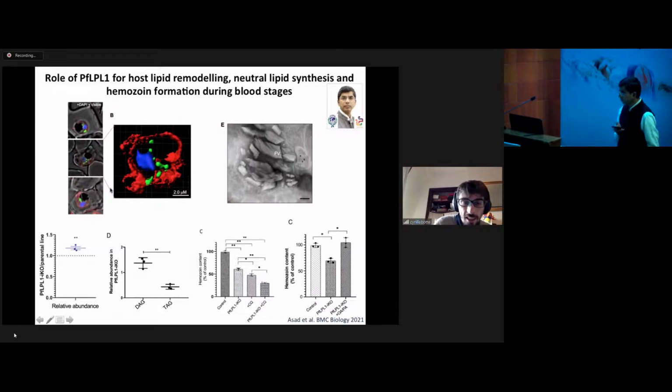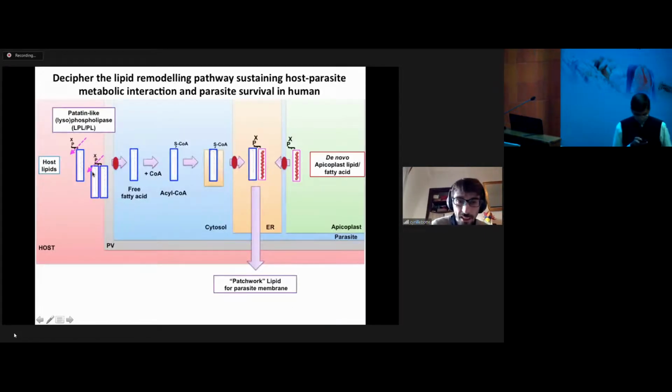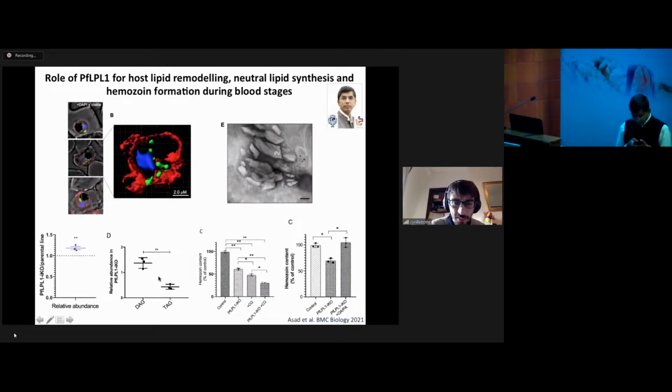And when we looked at the lipid profile of this mutant, we saw that there's an increase in the mutant of fatty acids, meaning that the fatty acids generated by the enzyme, as seen here, are increasing. And then we have an increase of DAG and a decrease of TAG, meaning that this fatty acid could be used to make TAG. And most importantly, the level of hemozoin is completely reduced in the mutant.